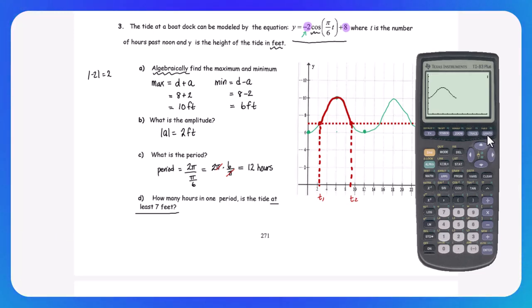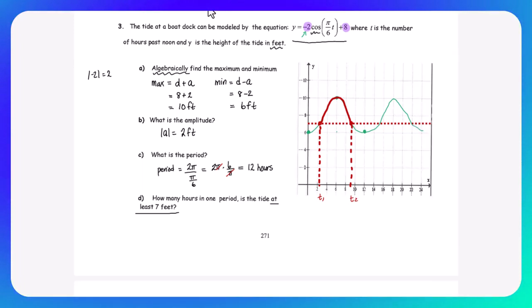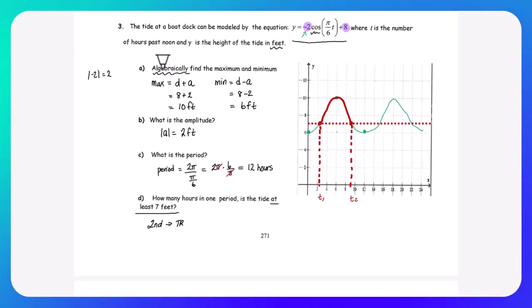Okay, there's the first. And there's the second. So we have those 2 there. Now that we have that, we want to put our 7 line in. There we go. So what have we done? What we're doing is we're now looking for those 2 intersections. So to find the intersection, it's second trace, 5 for intersect.